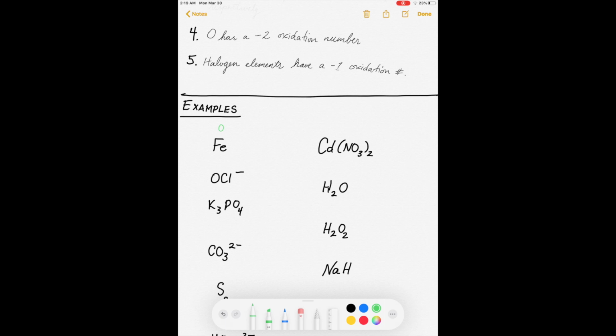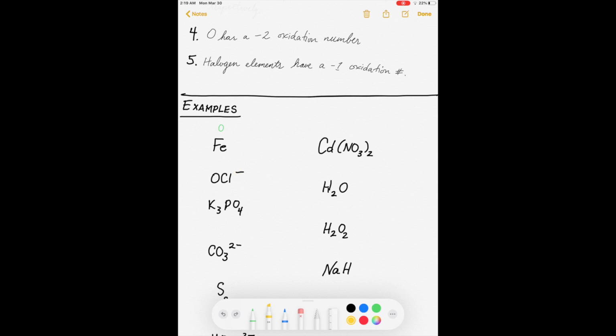So likewise, rule number 1 says that whatever I assign to, let's say, the oxygen and the chlorine here, whatever number I come up with for the oxygen and assign to the chlorine as well, they better sum to the charge on the OCl minus ion, the hypochlorite ion. And so it has to sum to the charge of -1.